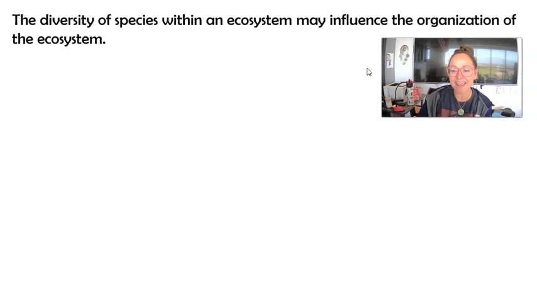This standard, to be honest, I wasn't incredibly sure how College Board wanted us to interpret it, but it says the diversity of species within an ecosystem may influence the organization of the ecosystem. So I have some pictures that I've taken throughout the last couple years of different ecosystems, and we can just envision the different amounts of trophic levels or species diversity that would be present in each of these.